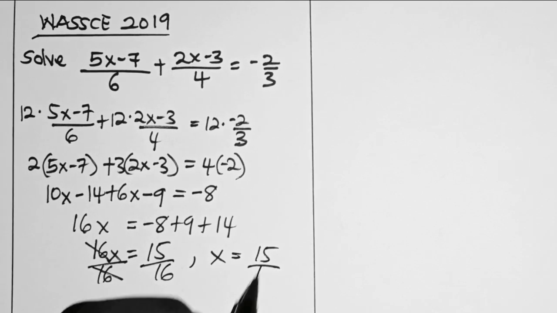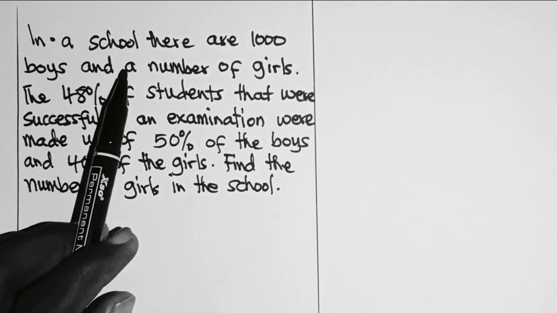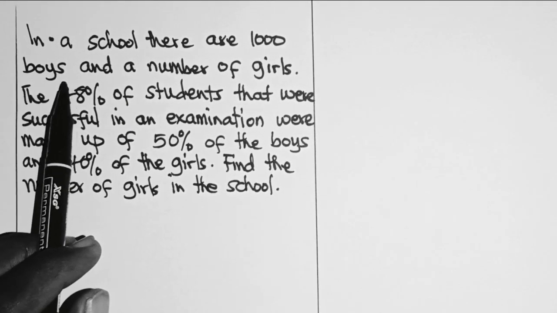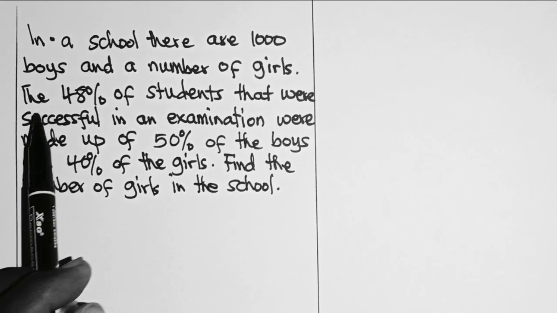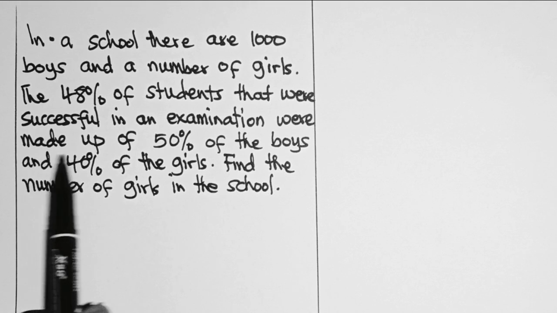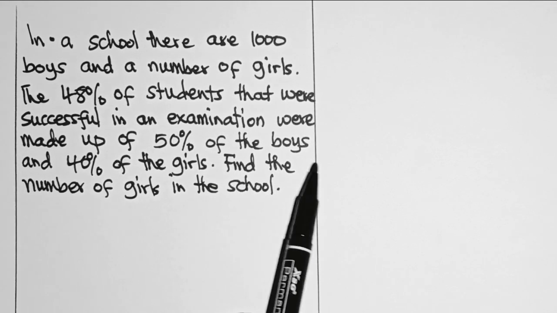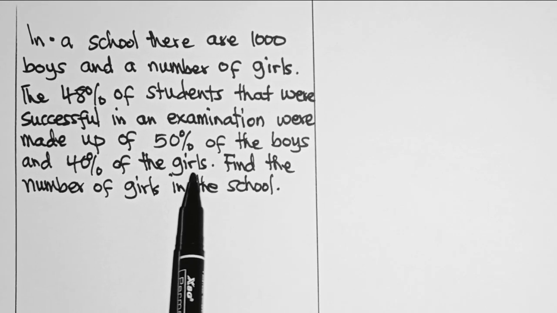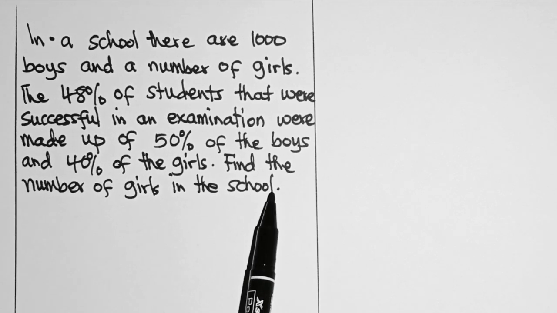In a school, there are 1,000 boys and a number of girls. 48% of students that were successful in an examination were made up of 50% of the boys and 40% of the girls. Find the number of girls in the school.